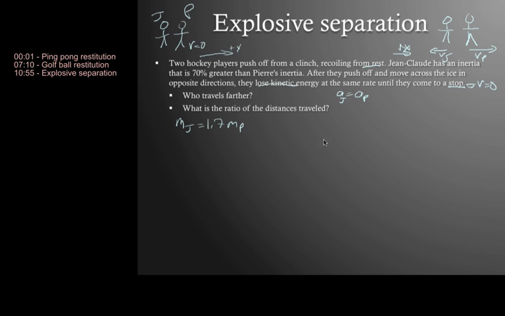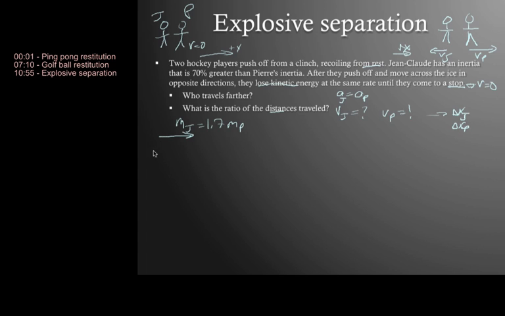So what is the ratio of the distances traveled? That tells me I'm going to have to do some kinematics. I can't just do conservation of momentum and energy. So I'm going to have to backtrack, try to find out what Vj is and what Vp is. From that, then I can move forward and start calculating some delta xj and delta xp.